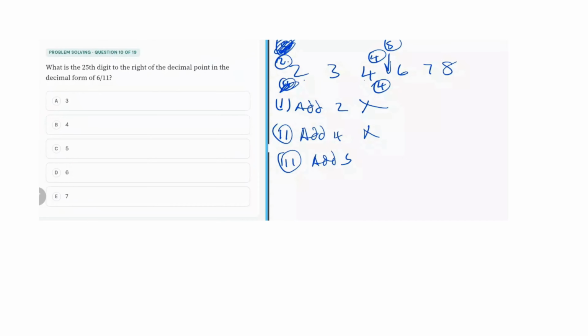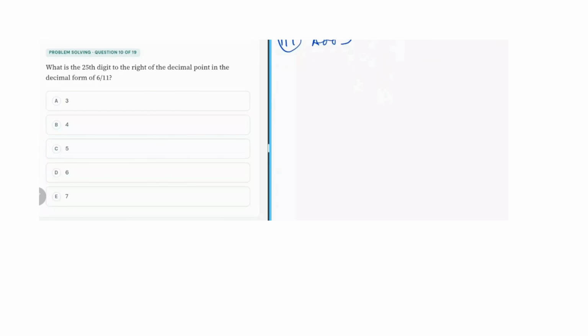What is the 25th digit to the right of the decimal point in the decimal form of 6/11? Since you are using a calculator, you can press 6/11. But let's assume that we're not using calculators. 6 divided by 11, it will not go, so we add 0. It becomes 60. Remember, when we add 0, we also put 0 point. 60 divided by 11 will not go, but 55 divided by 11 will be 5.